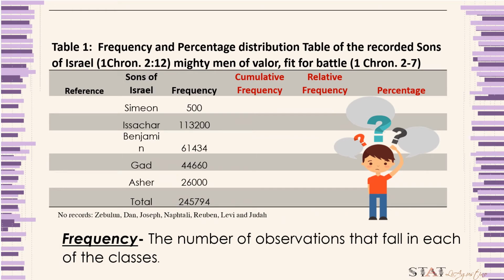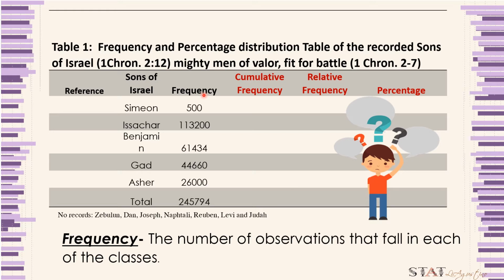So, for example, what is this frequency? It is the number of observations that fall in each class. So we have here in the statistical table heading, the table number and then the title. And then we also have this caption, the sons of Israel. And then we have here the classes: Simeon, Issachar, Benjamin, Gad, Asher, and the total number. So what is this frequency?